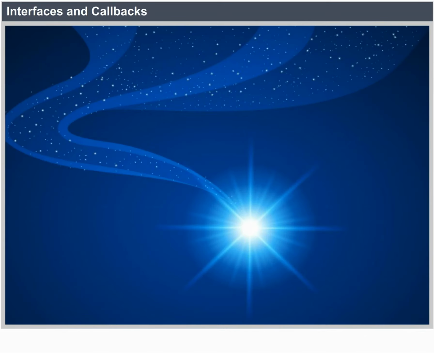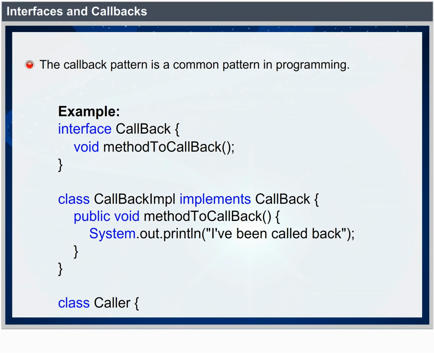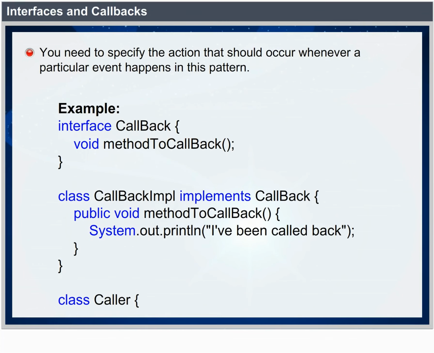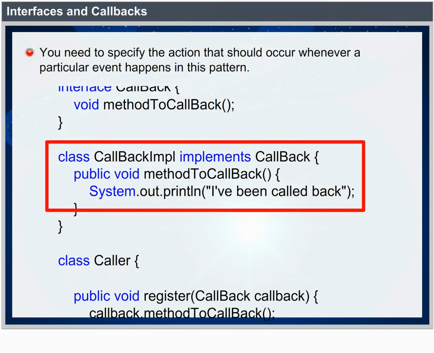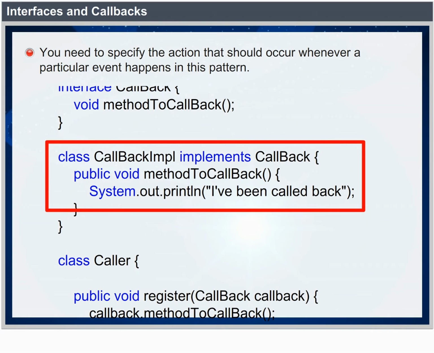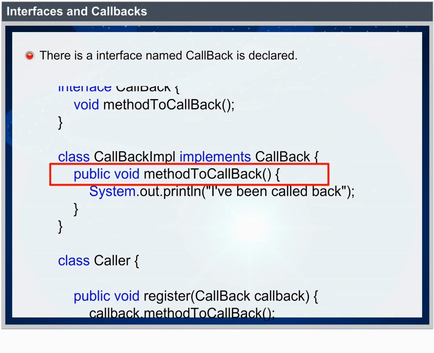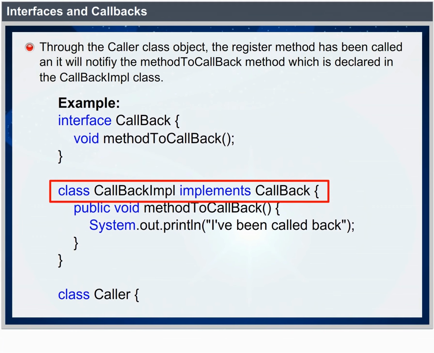Interfaces and callback. The callback pattern is a common pattern in programming. You need to specify the action that should occur whenever a particular event happens in this pattern. There is an interface named Callback declared. Through the caller class object, the register method is called and it will notify the method to callback method, which is declared in the callback implementation class.